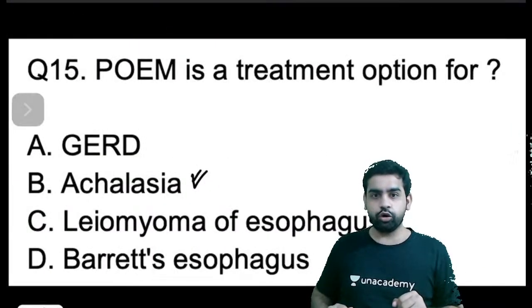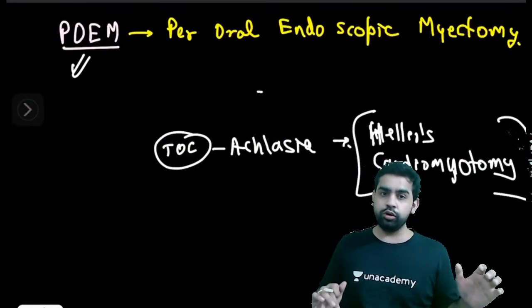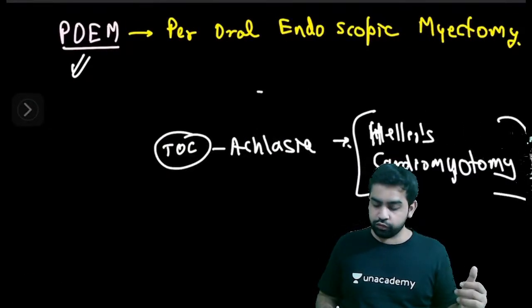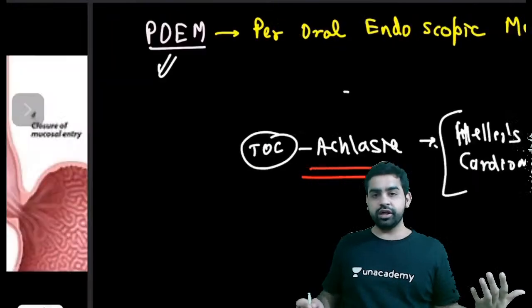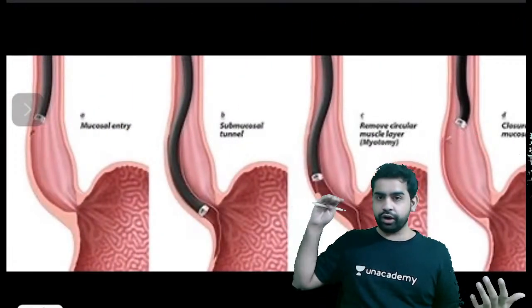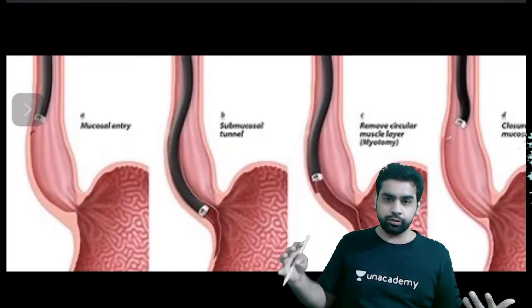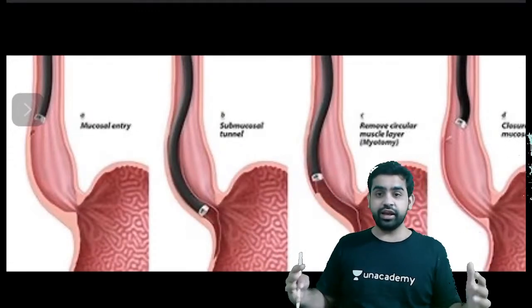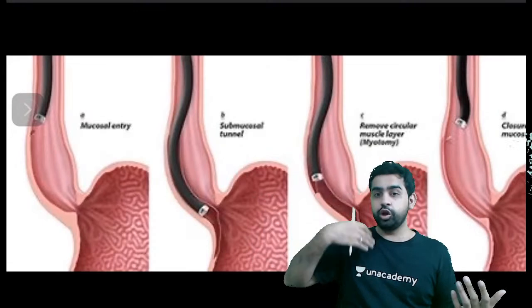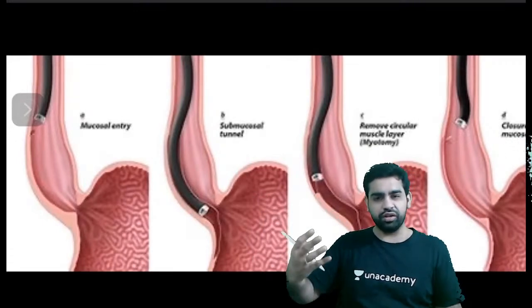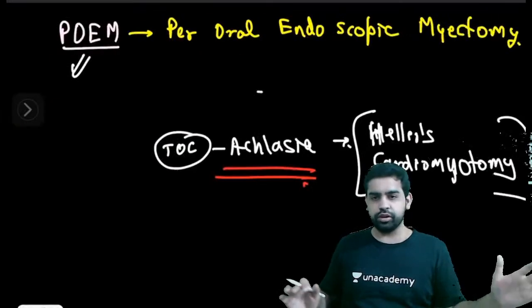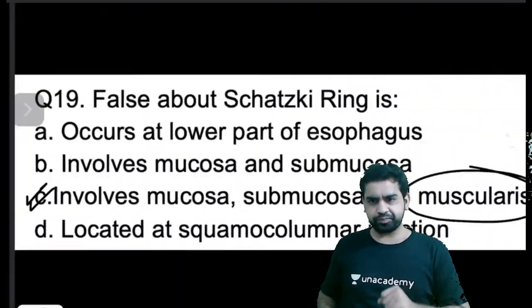Then what I talked to you about was a Pawan procedure. What is this Pawan procedure? This is something which is basically used for your achalasia cardia. What you basically do in this is you go down, you cut your mucosa, you go into this, and you cut your muscle there. So this is what a Pawan procedure is. This is something like a Heller's cardiomyotomy, but it is minimally invasive. You're just going in by upper GI endoscopy, so that's fine. Right, I hope you get this point.